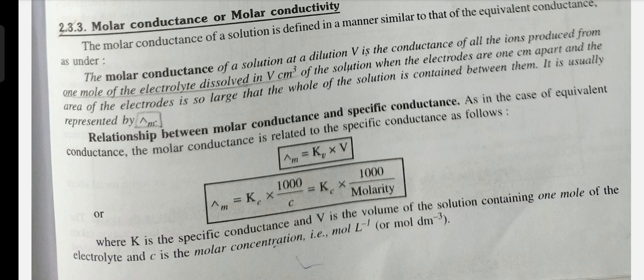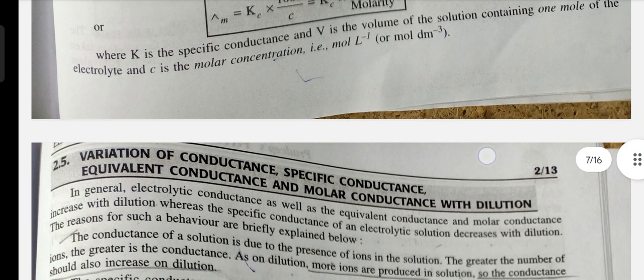Relationship between molar conductance and specific conductance. Lambda m is equal to Kv cross V. Lambda m is equal to Kc cross 1000 by C, which is equal to kappa cross 1000 by molarity, where kappa is the specific conductance and V is the volume of the solution containing 1 mole of the electrolyte, and C is the molar concentration, that is mole per liter.